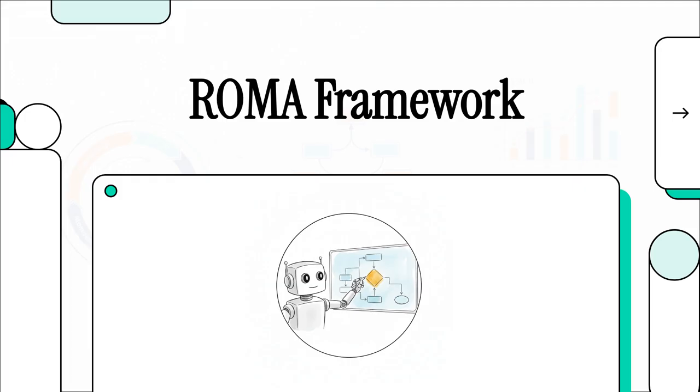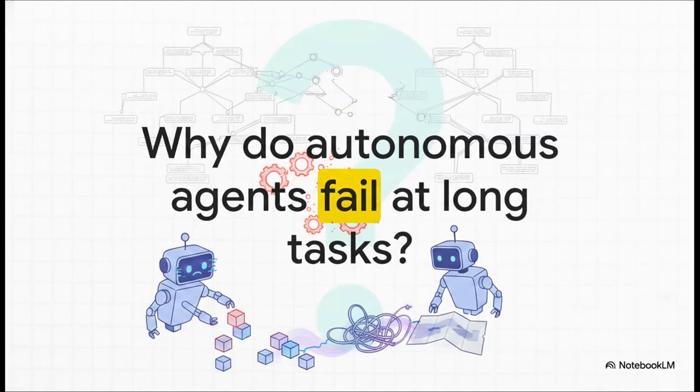Look, if you've ever tried to build an AI agent that actually finishes what it starts, you are absolutely going to want to pay close attention to this. So let's kick things off with a question that I'm sure hits close to home for a lot of you. Why exactly do autonomous agents fail so miserably at long-horizon tasks?